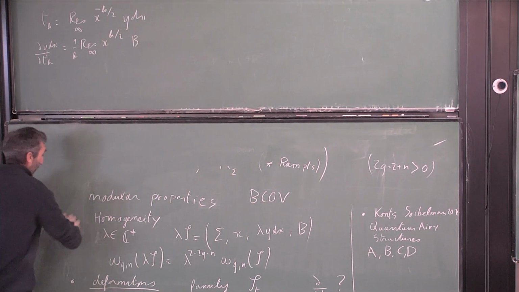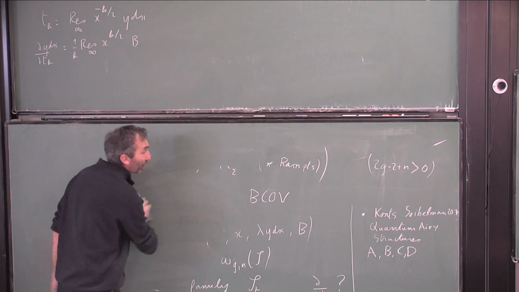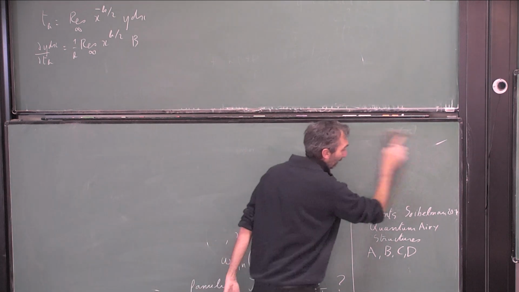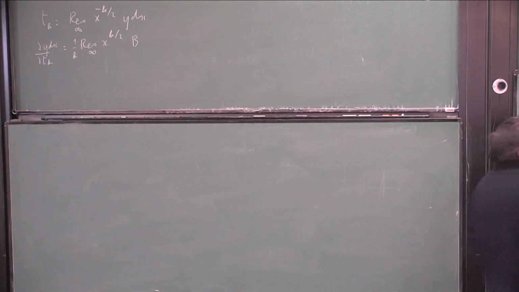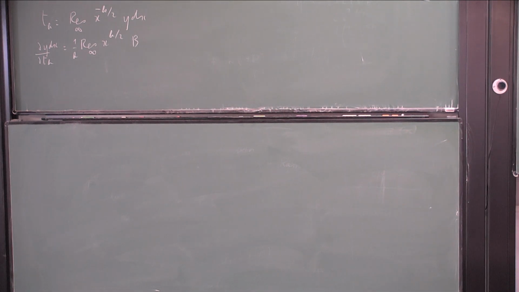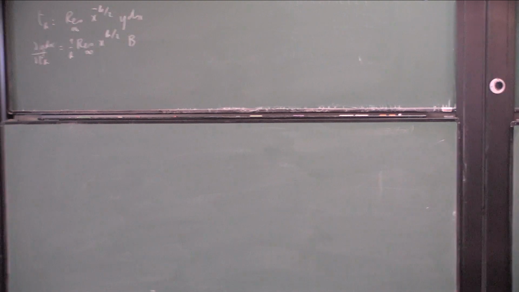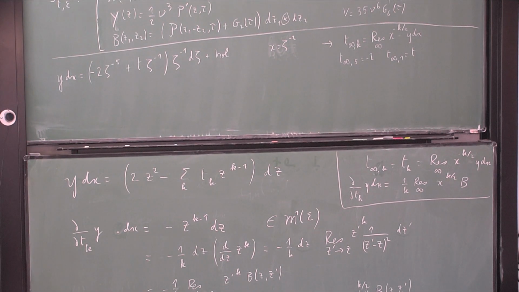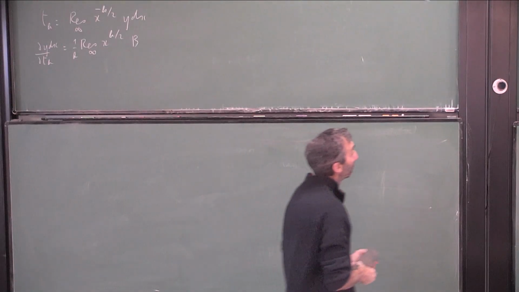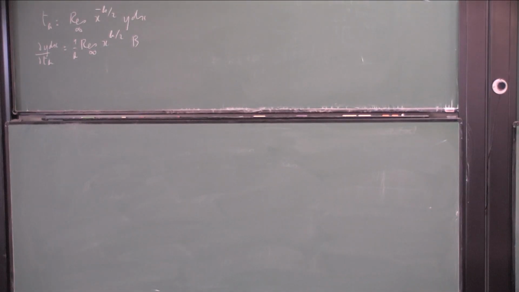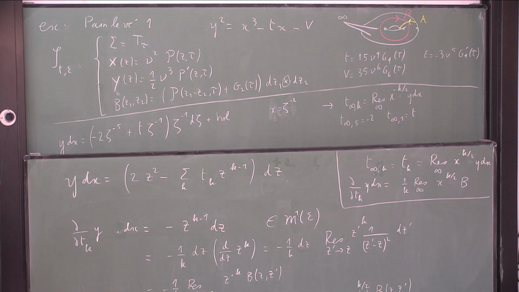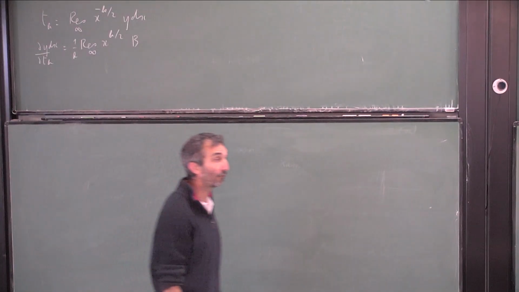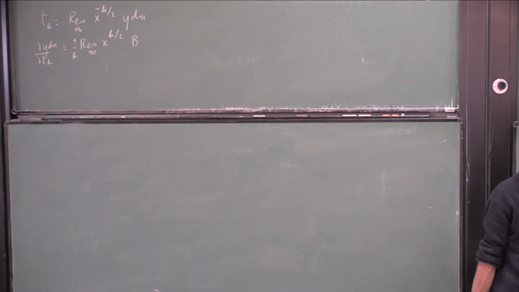Okay. You could play the same game with the torus, which is on the other side, and try to compute. So let me show you a little bit of what you would get with a torus. With a torus, my curve is y squared equals x cubed minus tx minus v. And like here, where I was introducing a rational parameterization, on the torus you cannot use a rational parameterization, you need elliptic functions.